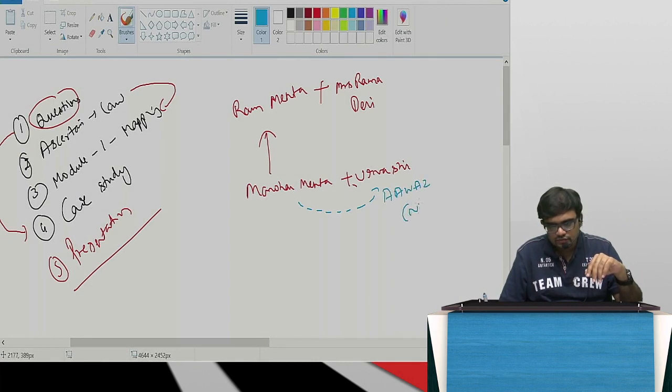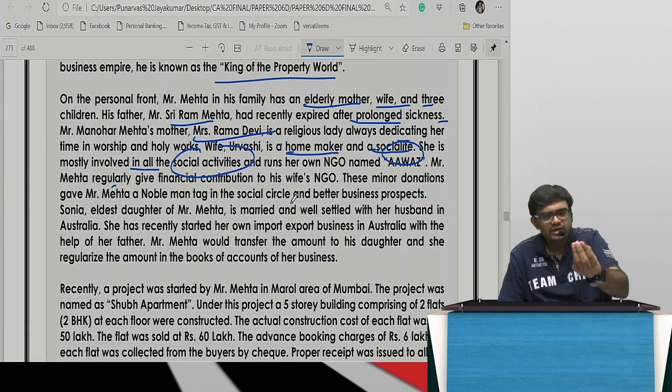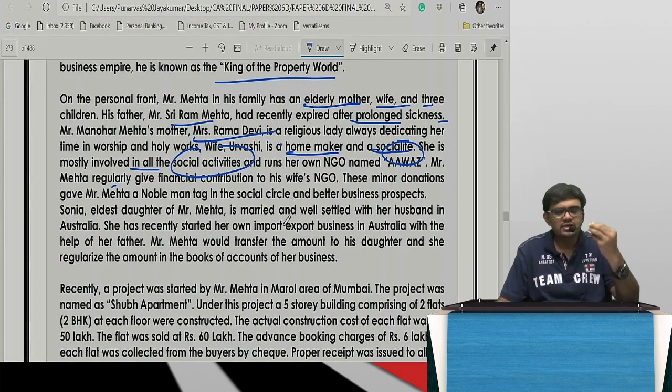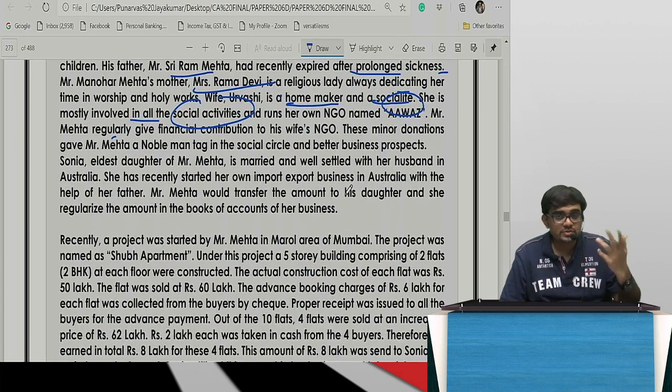Awaz NGO. Anyway, next. These minor donations, 5 crore, 6 crore, 110 crore, minor, like Sri Vijay Mallya did, all the scams, minor scam. It gave Mr. Mehta the nobleman tag, and better business prospects also.